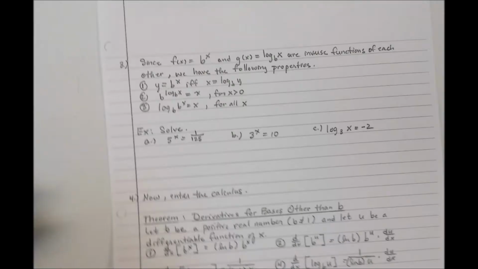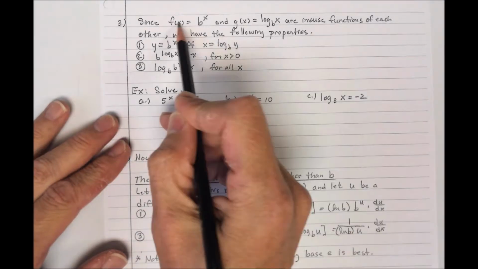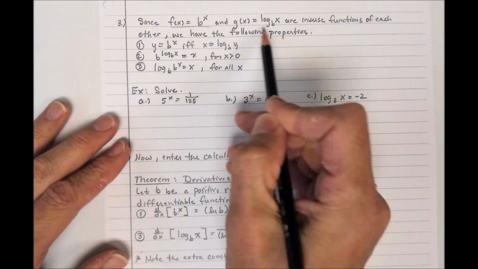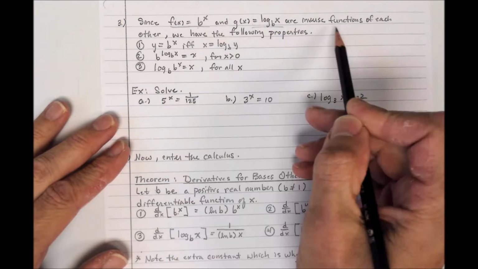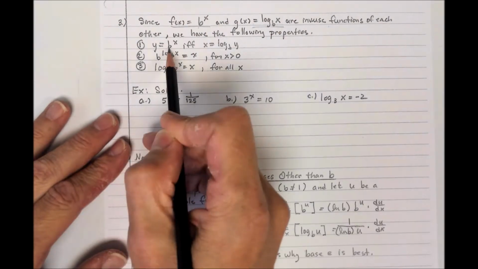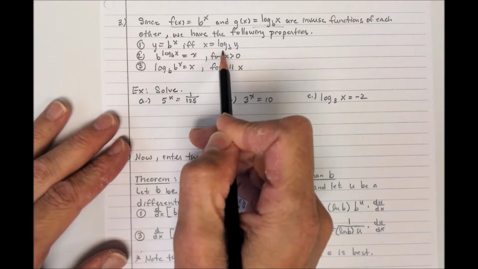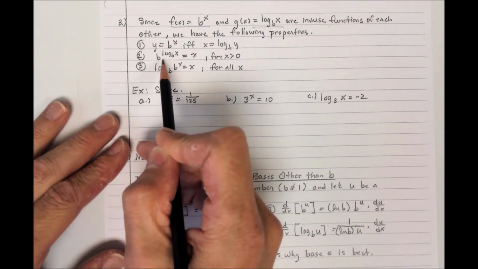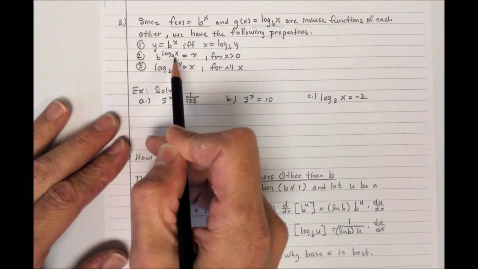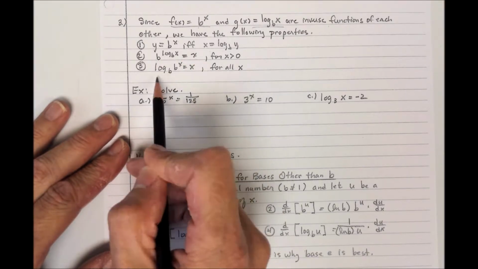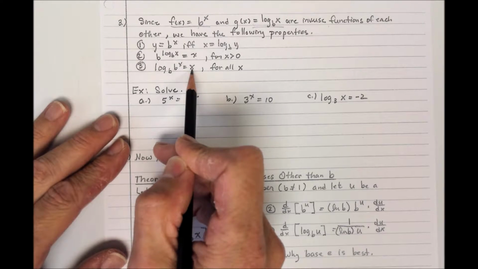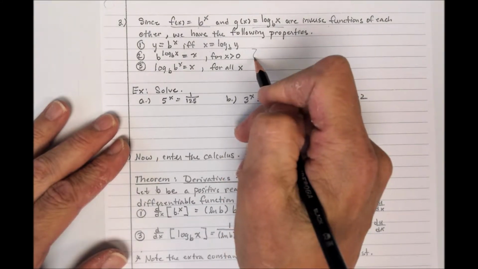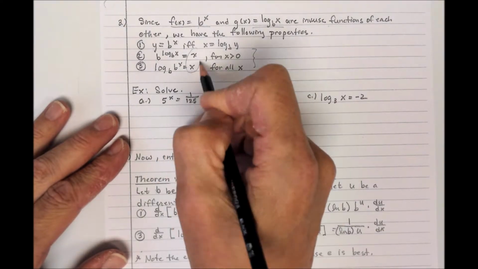A couple more themes, because they're inverse functions of one another. The log base b of x and b to the x are inverse functions. We know that y equals b to the x if and only if x is equal to the log base b of y. Also, we know that the base b raised to the log base b of x power is equal to x, as well as the log base b of b to the x is equal to x. These are from the inverse properties, how we get the identity.